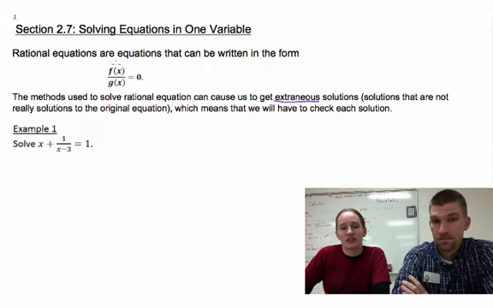So this says up here f of x over g of x equals 0. If we look at example 1, this doesn't equal 0, but that's okay. We could write it as equal to 0 if we wanted to.